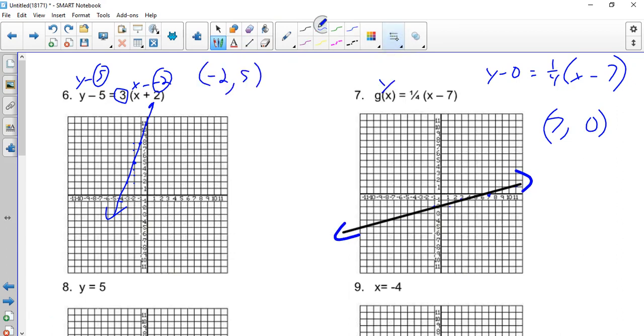Now, if you wanted to use y equals mx plus b, you would have to distribute this and get y equals 1/4 x minus 7/4. And that's okay. You would just have to change this into negative 1 3/4 with a slope of 1/4. Well, if you look, that goes through negative 1 3/4 on the y-axis. So you could have done it with either formula. It would work out fine.